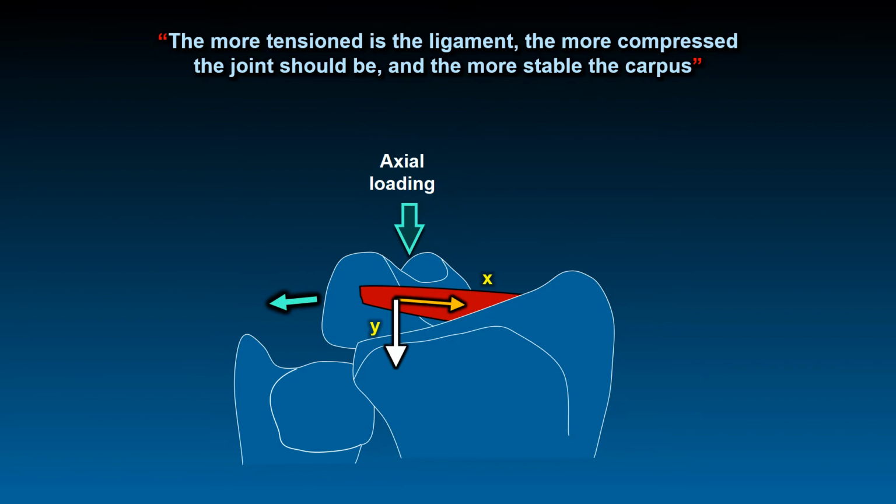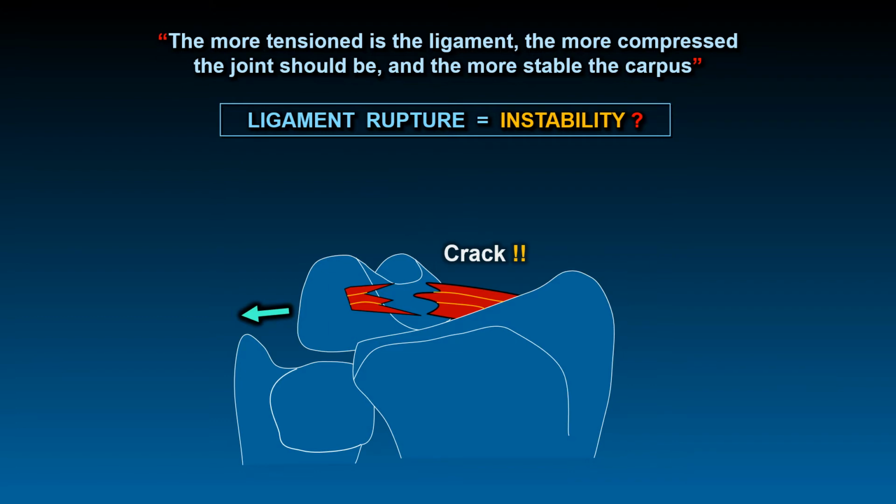Tensegrity shows us that the higher the tension in those ligaments, the more compression will appear within that joint. In theory, the larger the load, the more stable the joint would be, provided that there is no ligament rupture. According to the principle of tensegrity, any ligament rupture should cause unbearable dysfunction. All ligament ruptures should be repaired urgently to avoid carpal collapse.